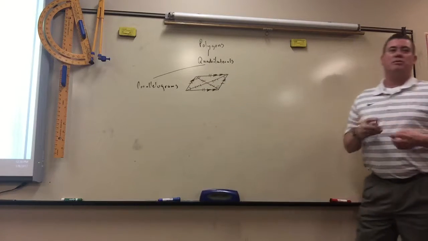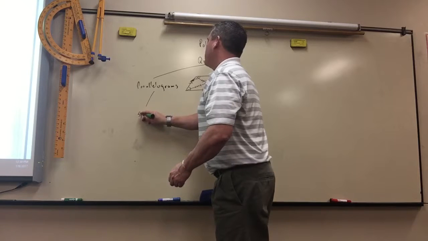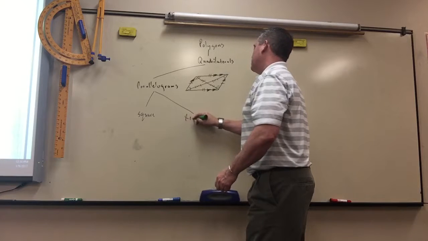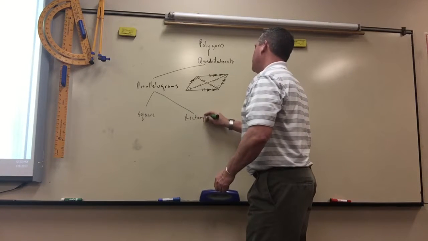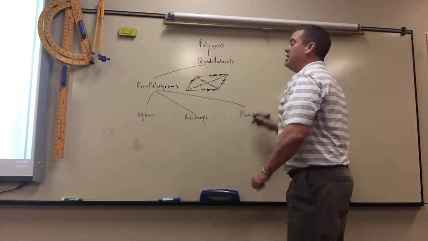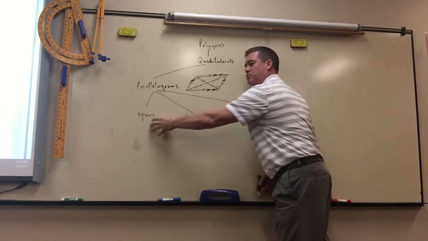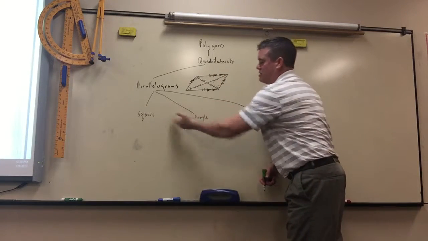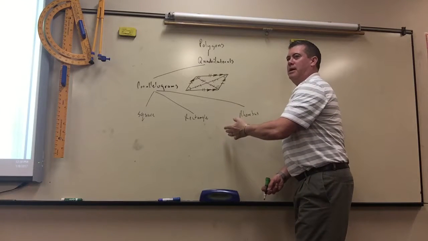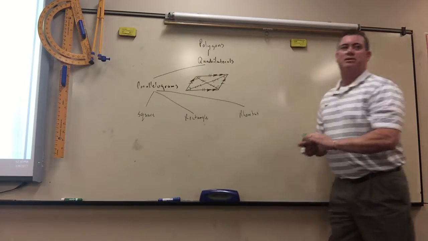Okay, so the special types of parallelograms now. There are squares, rectangles, and rhombus. So all of these are parallelograms. So that means everything true here is going to be true in these 3 things. Opposite sides are going to be congruent and parallel. Opposite angles will be the same. Any 2 angles in a row add up to 180, and the diagonals bisect each other.